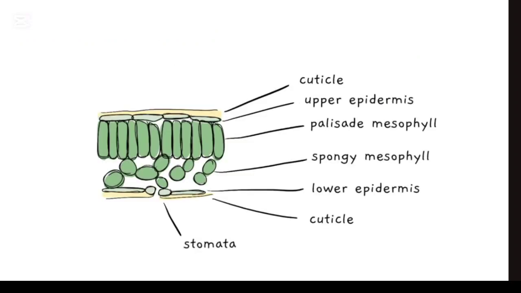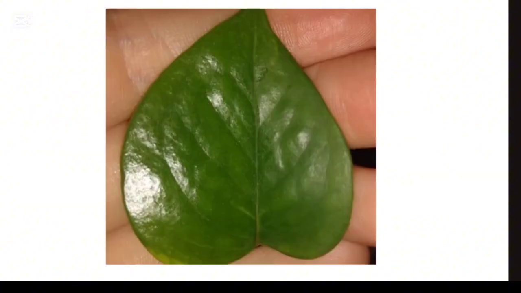Now this is the structure of a leaf. On the upper side and lower side, we have a yellow portion. This yellow portion is called the cuticle. The cuticle is a waxy layer covering the leaf. This shiny, waxy, leather-like substance is called the cuticle. Water escaping directly from the surface of the cuticle is called cuticular transpiration.